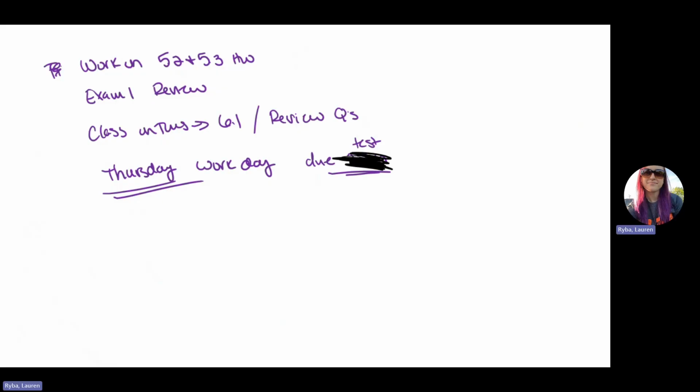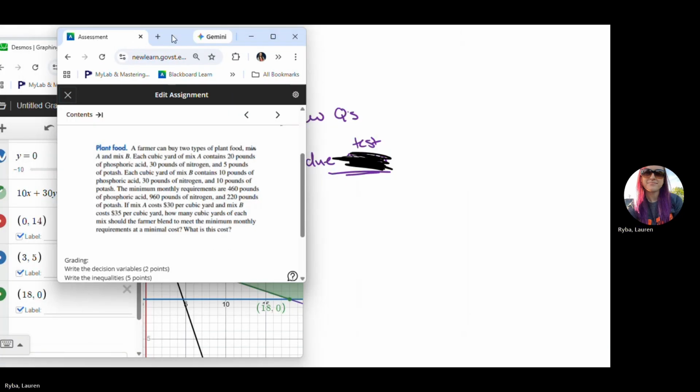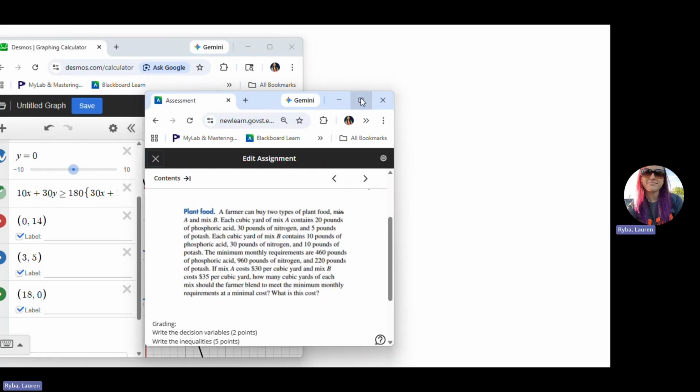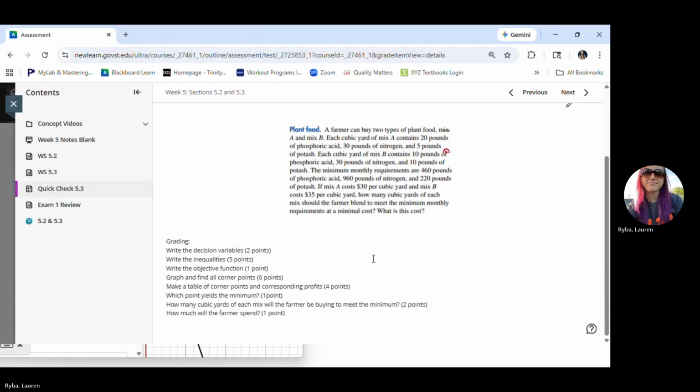So the quick check is the last problem that's on the bottom there. Now, I have it worth a lot of points here. And you can see my point breakdown on the bottom here. For 22 points. So I want you to show me every step along the way.